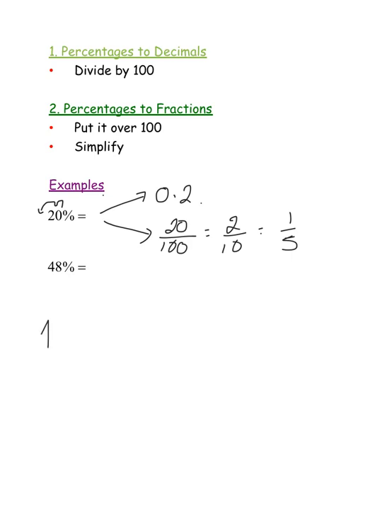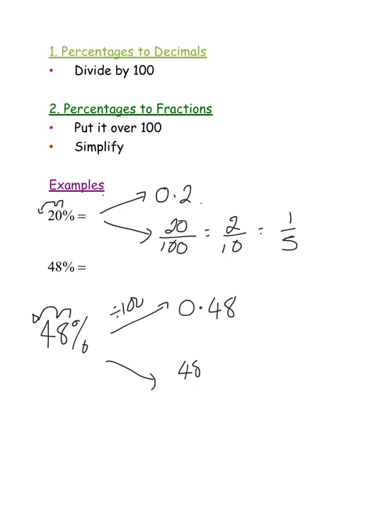If I take 48%, again, if we want to change that into a decimal, we will just divide by 100. So divide by 100 would give me 0.48. If I want to write that as a fraction, 48 over 100 and simplify. So 24 over 50, 12 over 25, and we can't make that any smaller.